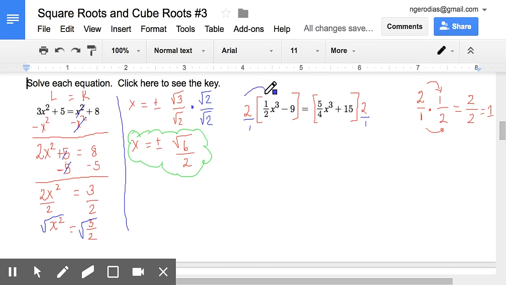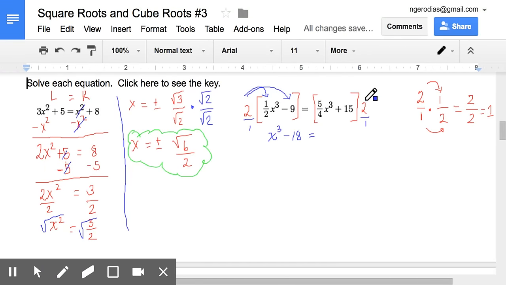so that when we multiply it by this fraction, we know 2 times 1 is 2, over 1 times 2 is 2, and 2 over 2 gives us 1, and we'll just bring down the x cubed. So 1x cubed. We can put the 1, or we can hide the 1. Minus, now this is a whole number, so we'll just do 2 times 9. So 2 times 9 is 18.